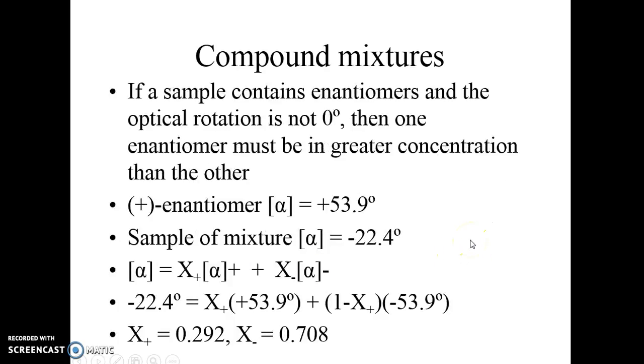But if you have a mixture that has a little bit of one enantiomer but mostly another, by looking at the specific rotation, you can figure out how much you have of one, because the specific rotation is equal to the mole fraction times the specific rotation. So this would be for the mole fraction of the positive enantiomer, plus the mole fraction of the negative enantiomer times the specific rotation. Of course, this is in a negative direction and that's in a positive direction.